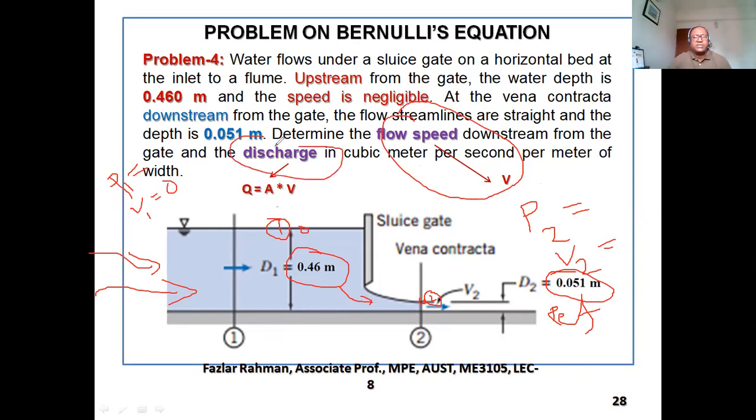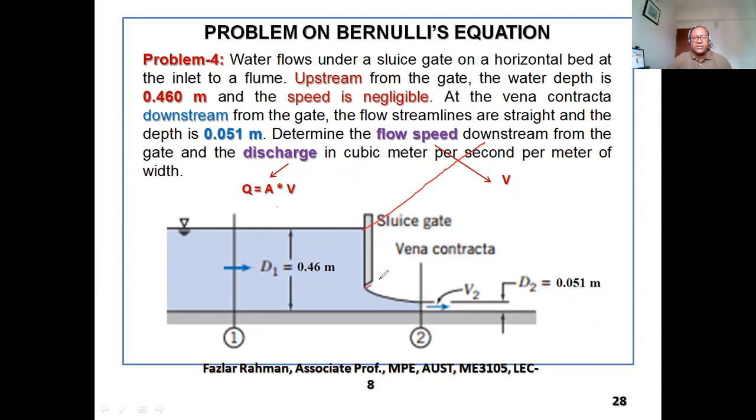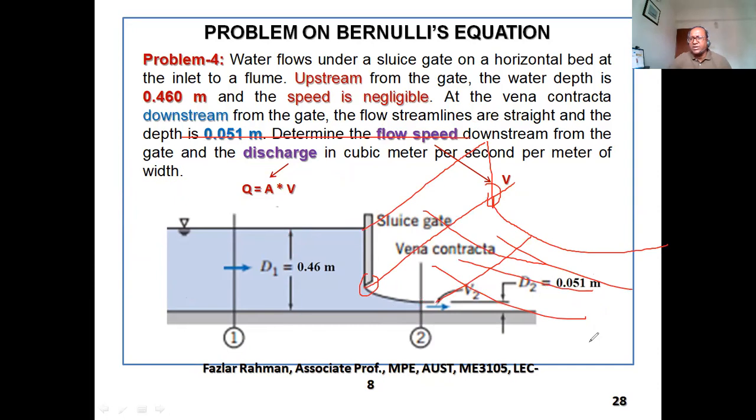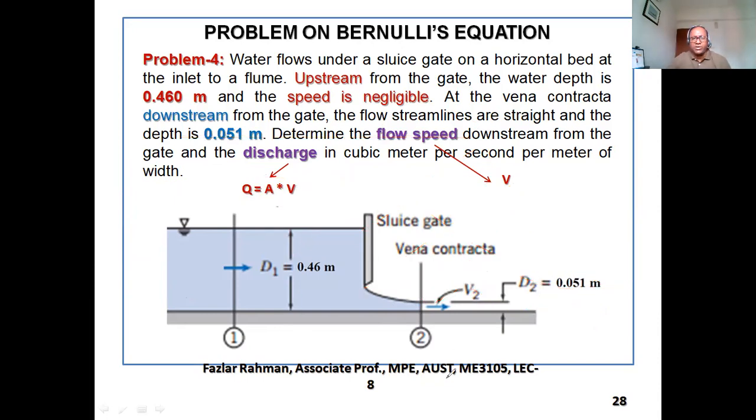So you have V2, the flow speed they want to know, and also they want to know the discharge, Q. So Q equals area times velocity. If you know the area of the sluice gate, then you can figure out the Q. This sluice gate is showing a 2D front view, but it is actually three-dimensional. Water is getting out through this opening. If you know the width, then you can figure out the Q. Q equals the area of the gate times velocity. So let's see how we can solve it.